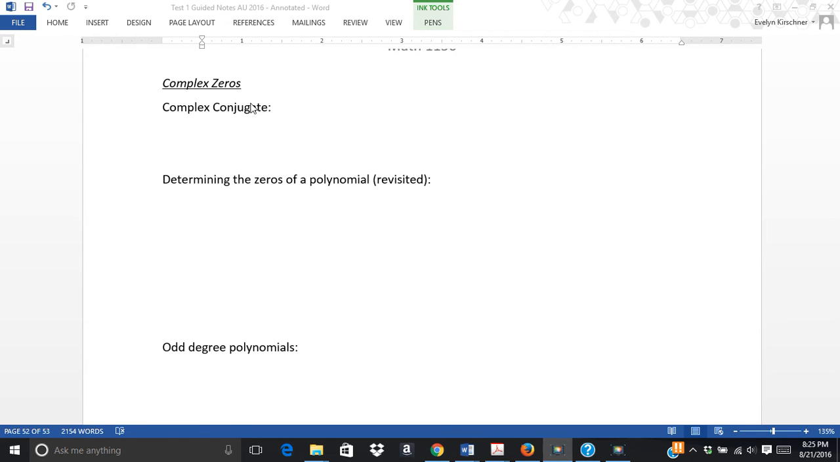Okay, when I have a complex zero, it always comes in a pair. So complex zeros always come in pairs. And these pairs are called complex conjugates. So if a complex number is of the form a plus bi, its conjugate is a minus bi.